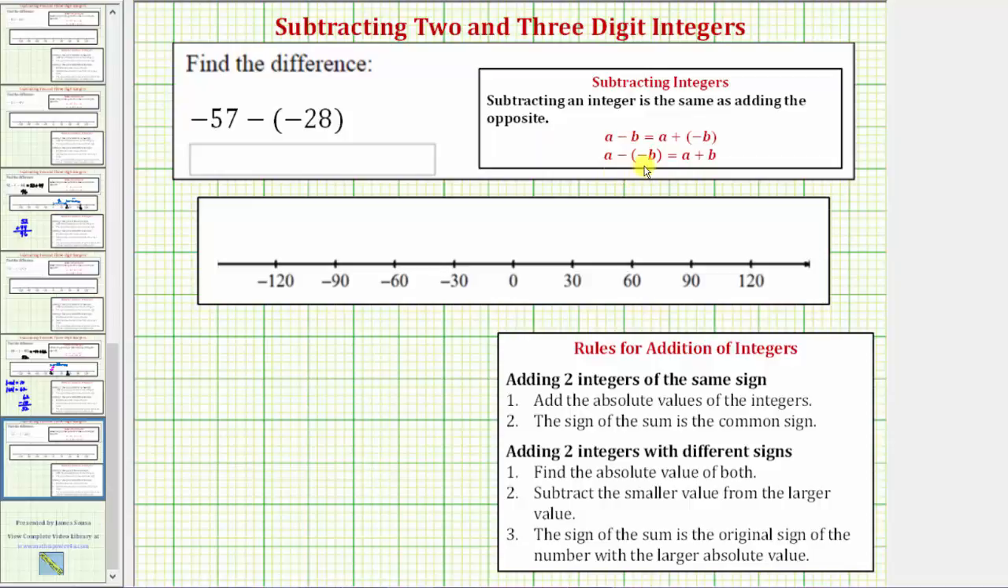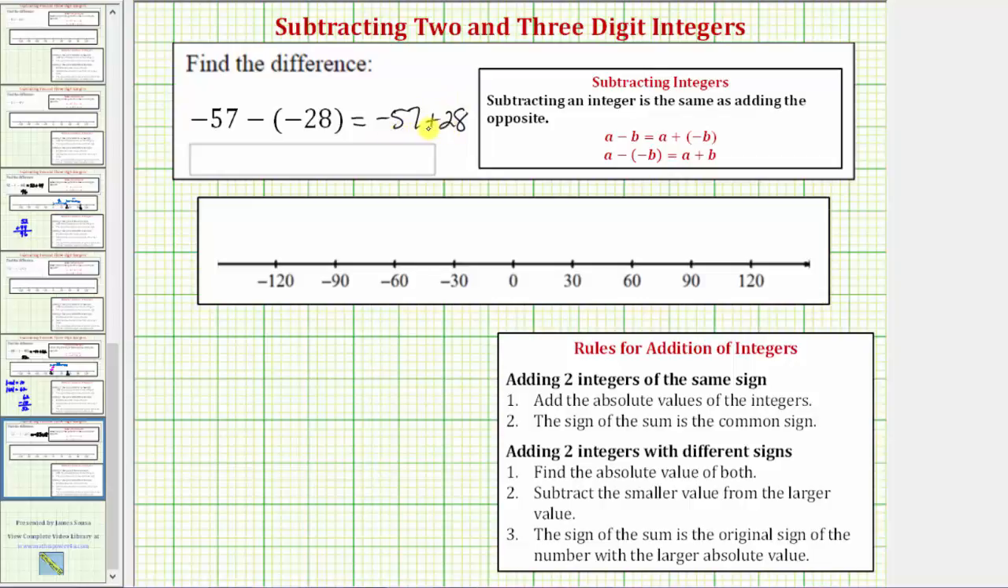Notice that subtracting negative b is the same as adding positive b, and therefore subtracting negative 28 is the same as adding positive 28. So negative 57 minus negative 28 is equal to negative 57 plus 28. Looking at this sum, we should recognize that the negative 57 is going to outweigh the positive 28, and therefore this sum will be negative.